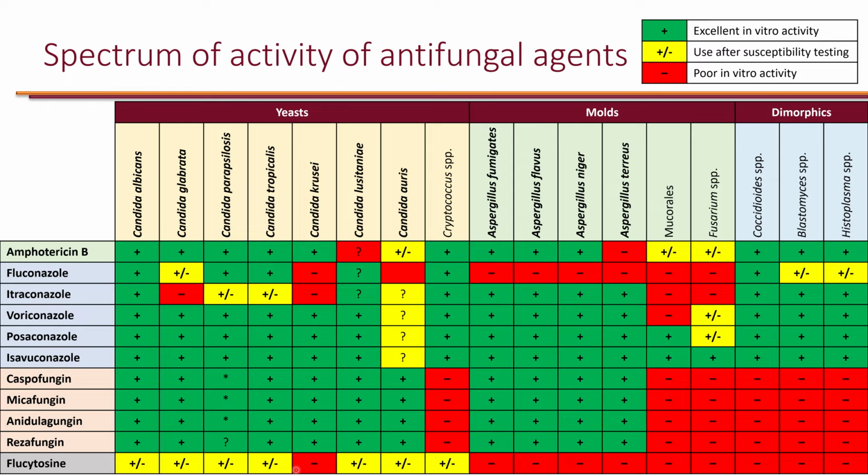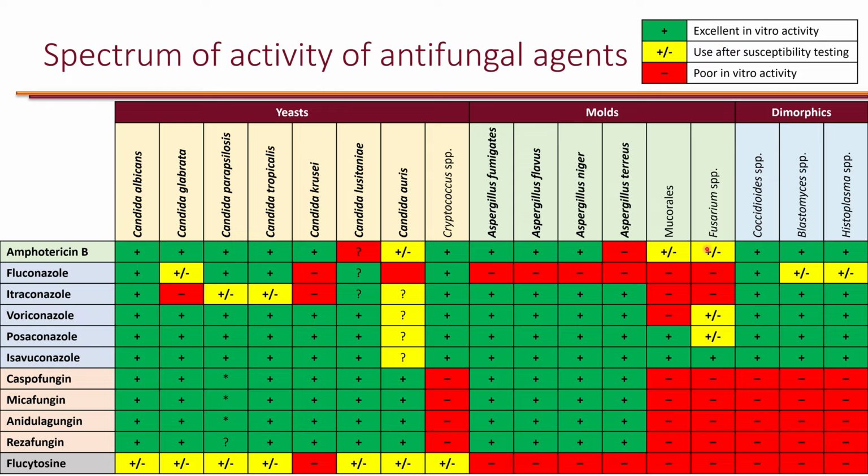Now, next, let's take a look at molds. So then we have different Aspergillus species, and then we have the difficult molds like Mucorales and Fusarium. These are very nasty, resistant molds that cause a lot of mortality. So amphotericin B has good activity against most Aspergillus, but then it kind of falls short when it comes to some of these other molds.